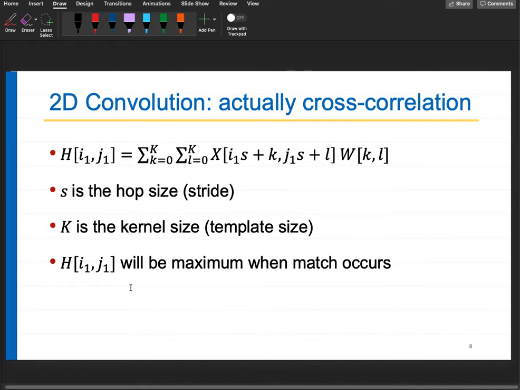Okay. 2D convolution. Why am I calling it convolution? Because others call it so. I have no intention of calling it convolution. It is actually cross correlation, but people call it convolution, so let us stick with that terminology. So you do cross correlation.